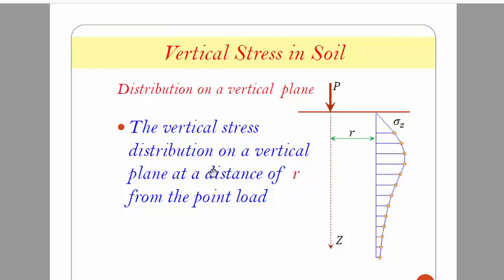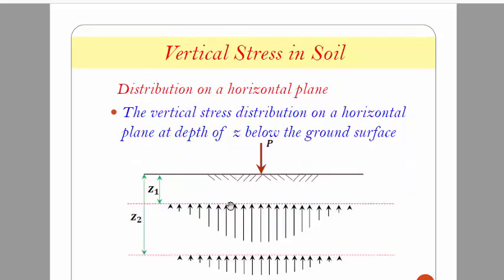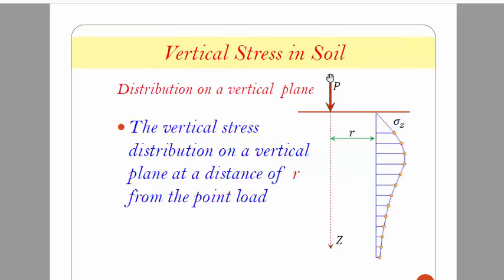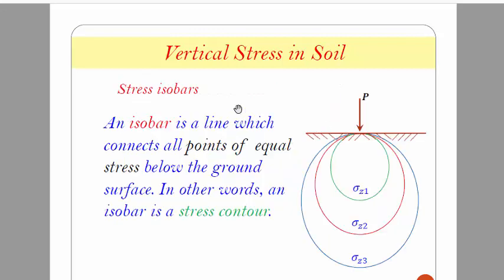The vertical stress distribution on a vertical plane at distance r is called that. These are the stresses generated below the ground level due to the applied point load P. If the load is applied vertically, these stresses are introduced at distance r. Due to the applied load P, stresses are introduced horizontally and vertically. So these are called isobars.